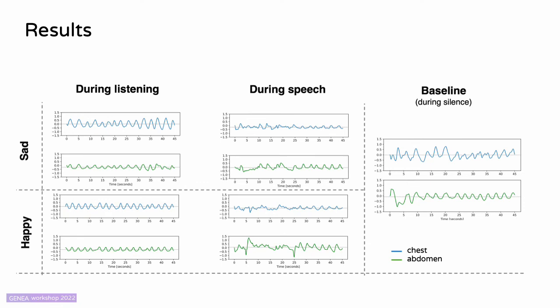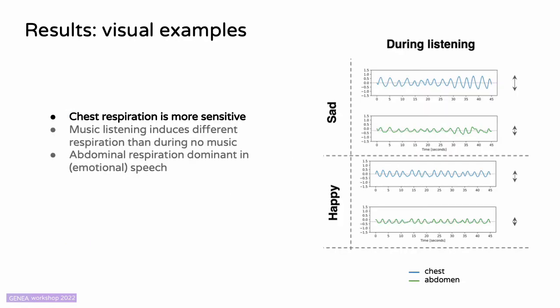We will now demonstrate the measured respiration patterns by taking a participant's respiration as an example. The figure displays 45 seconds fragments of the chest and abdomen respiration patterns during the baseline, so during no music listening, as well as during listening to songs and the speech episodes that come after listening. When we compare chest and abdominal respiration, we observe that the chest respiration is more sensitive to the effects of different emotional songs compared to the abdominal respiration. You can see that the abdominal signal has a similar number of respiration cycles and amplitude for each song.